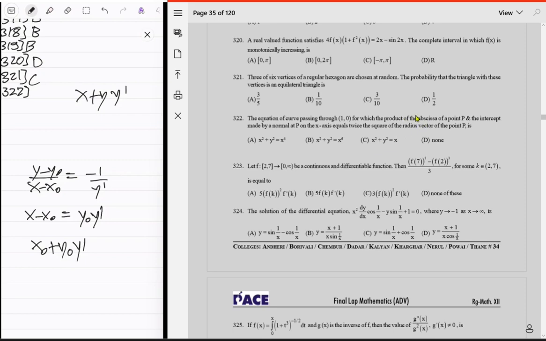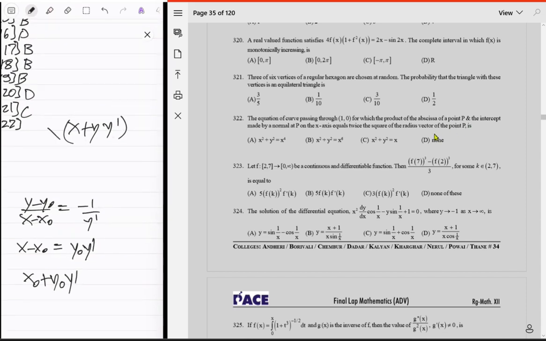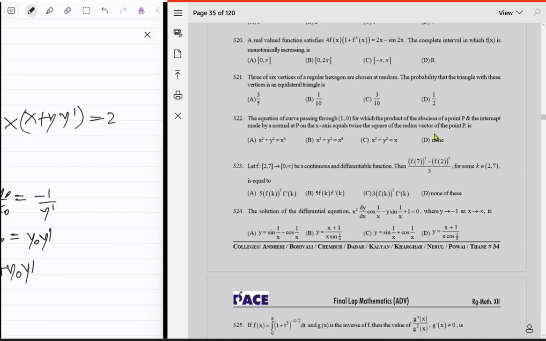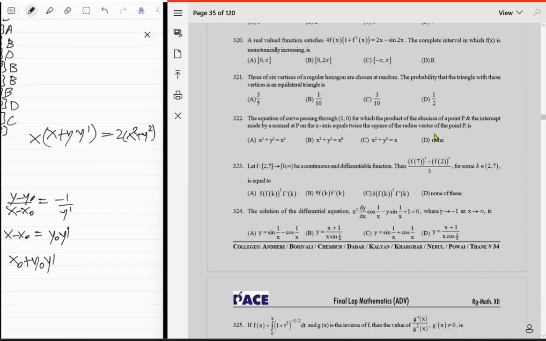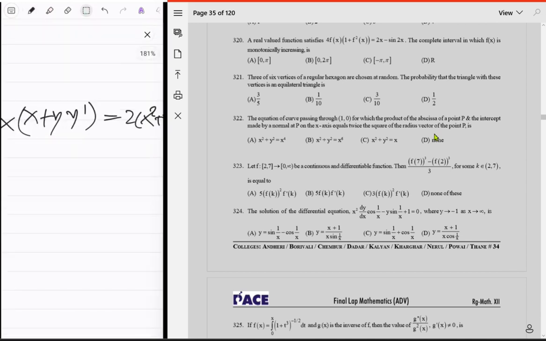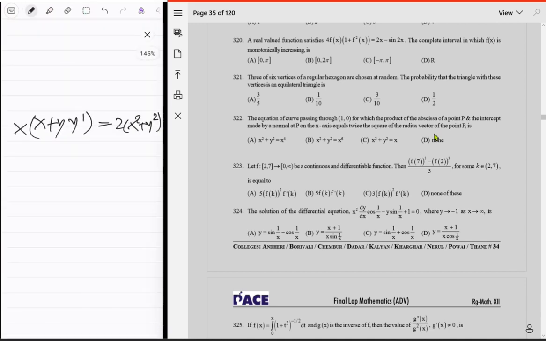And what does it say? The product of the abscissa and the intercept made by the normal. So this times abscissa, which is just x, equals twice the square of the radius vector. Okay, fine. It's equal to 2 times (x square plus y square). That's what it's saying, right? Awesome. Then what's the curve, of course? We'll think about it like this: x square plus x y dash is equal to 2x square plus 2y square. So this x square cancels, just x y dash is equal to x square plus 2y square. Now how does this actually help us?